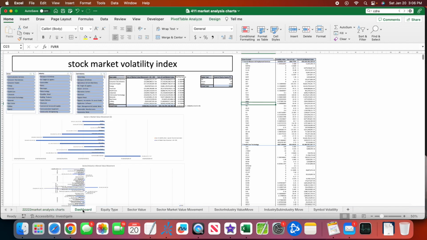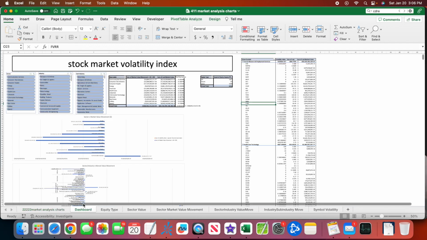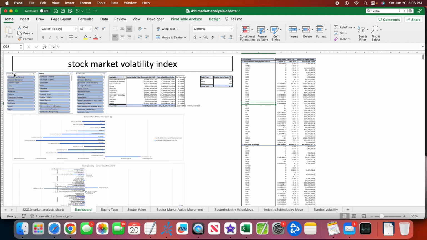And then this is my dashboard, my stock market volatility index dashboard. Just to give you a look at the layout: it's like the title. These are slicers to choose between your sector, your industry, your sub-industries. I have two tables. One table is to find out how much money has come in and out of these markets, and the other is how much has come in and out of the market.